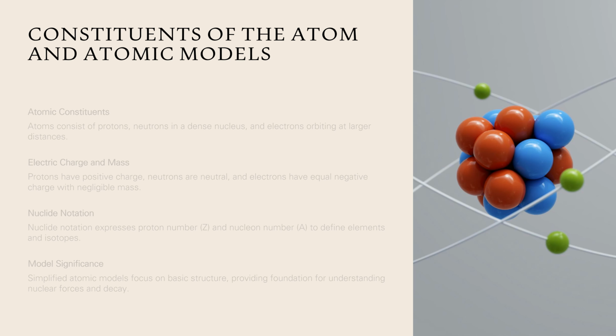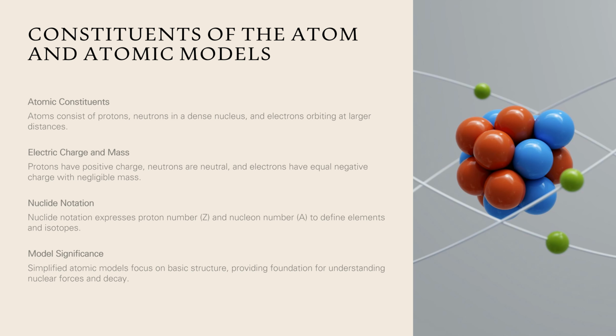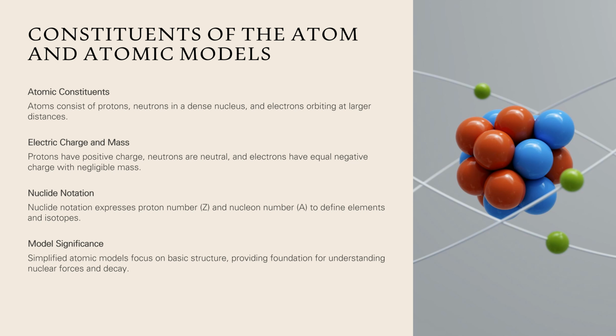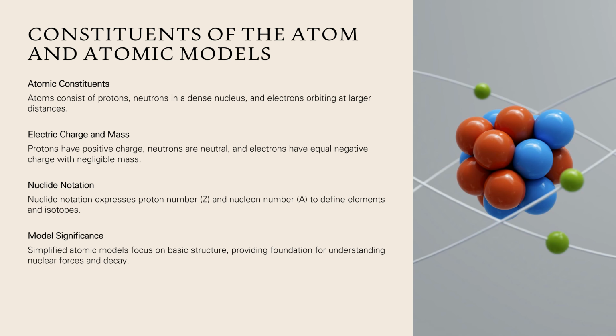Atoms are the basic building blocks of matter and consist of three fundamental constituents: protons, neutrons, and electrons. In the simple atomic model, protons and neutrons are located in a very small, dense nucleus at the center of the atom, while electrons orbit the nucleus at relatively large distances. Protons carry a positive charge of plus 1.6 times 10 to the power of minus 19 C, neutrons have no charge, and electrons carry an equal and opposite charge of minus 1.6 times 10 to the power of minus 19 C.